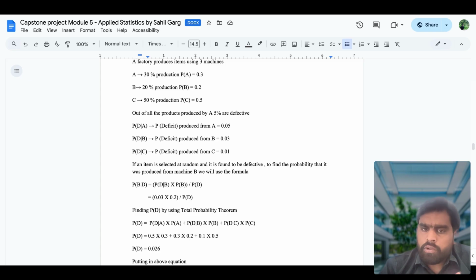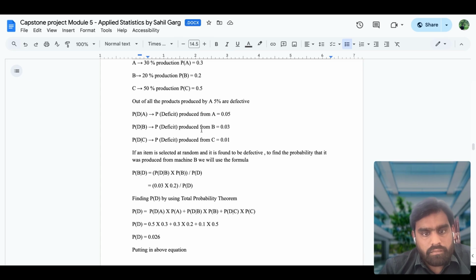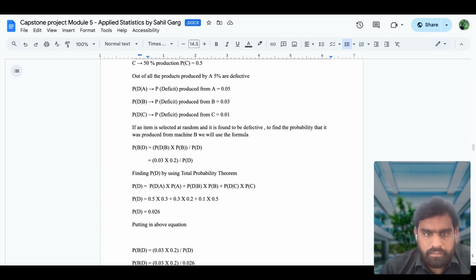We are given that some of the products that are produced are defective. That means defective products out of A would be 0.05, out of B would be 0.03, out of C would be 0.01. Out of all products, machine A is producing 5%, B is producing 3%, and C is producing 1% defective items. We select an item at random, and it is found to be defective, and we have to find the probability that it was produced by machine B.